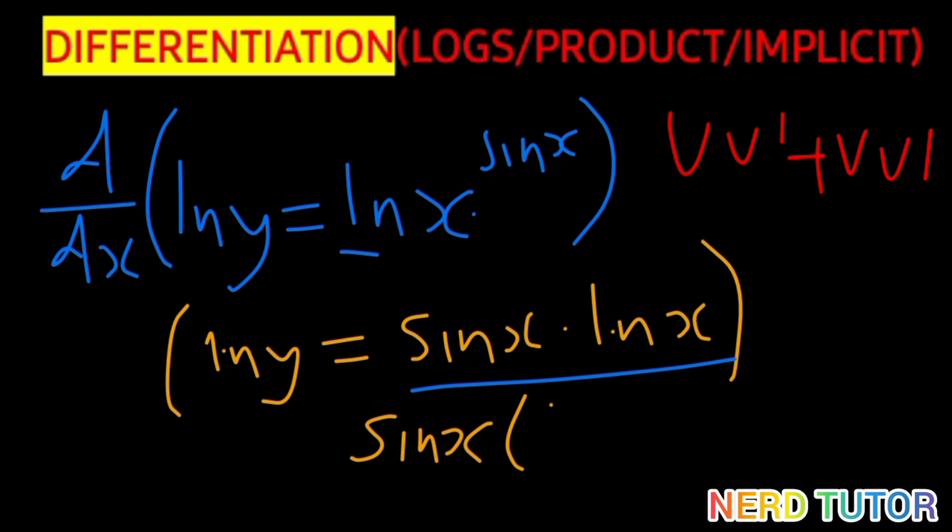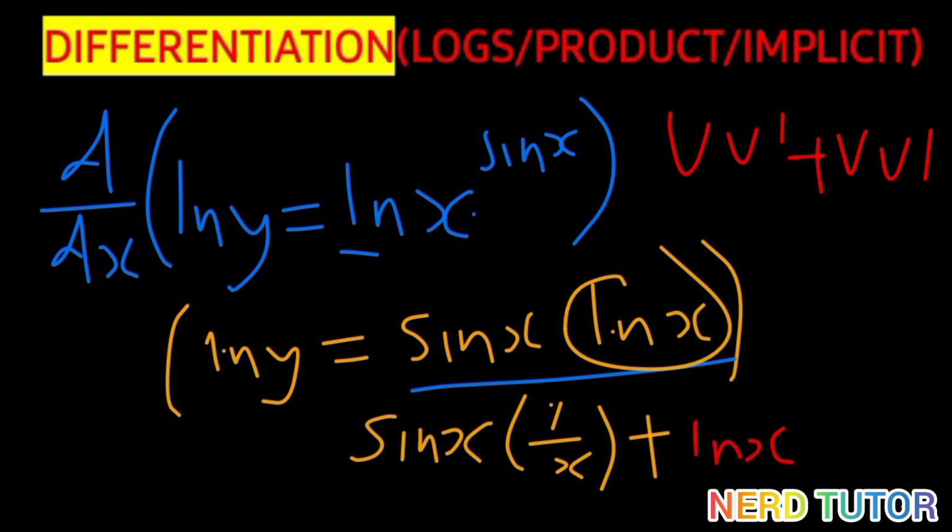If we differentiate this one, we're going to have 1 over x, then we say plus, then we differentiate the second item. We take the second item the way it is, we write it here, which is ln x, then we multiply it by the differentiation of the first term, which is sin x. If we differentiate sin x, what do we get? So differentiating sin x gives us what?